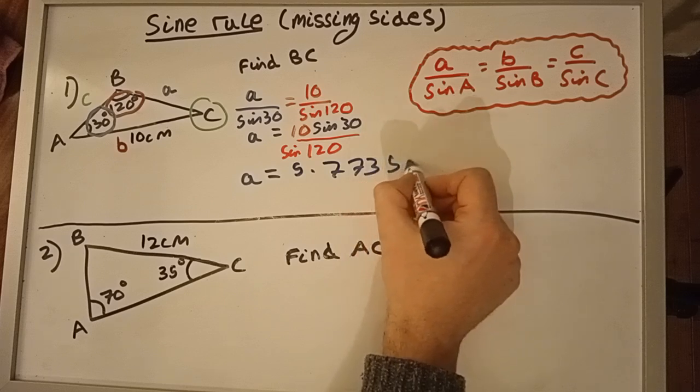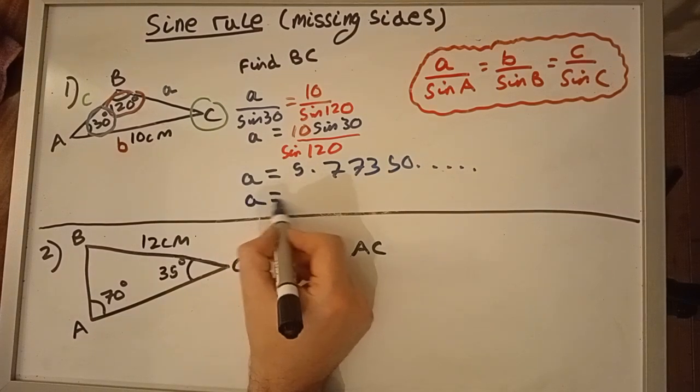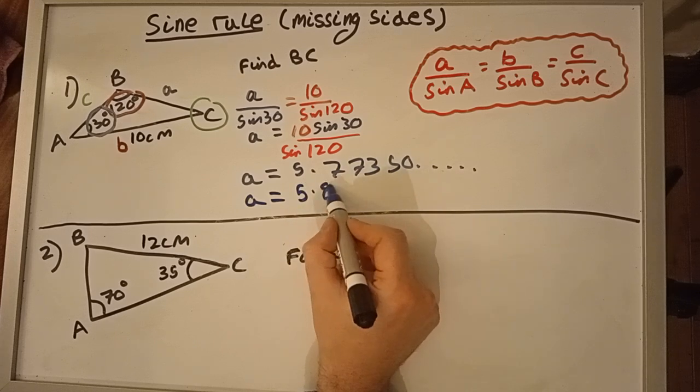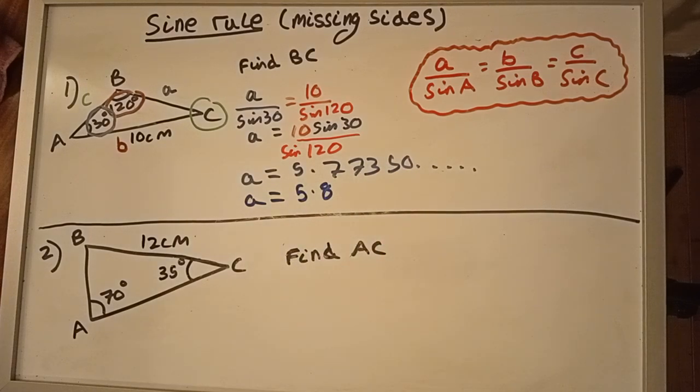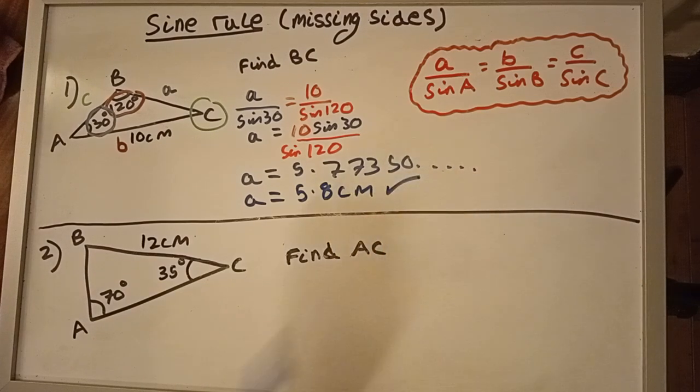So a is equal to 5.77350 and some more. It's a good idea to always write at least 4 decimal places when we've got a number like that. And I'm going to round that now. I'm going to round it to 1 decimal place. Always look out in the question: what are they asking you to round it to? I'm going to go for 1 decimal place. So that's 5.8 centimetres. And there we go, full marks.